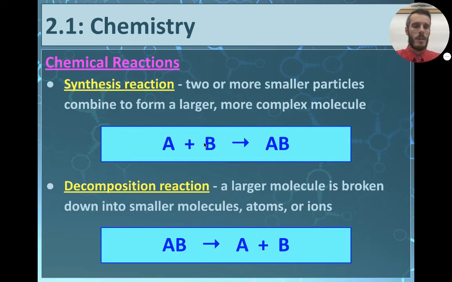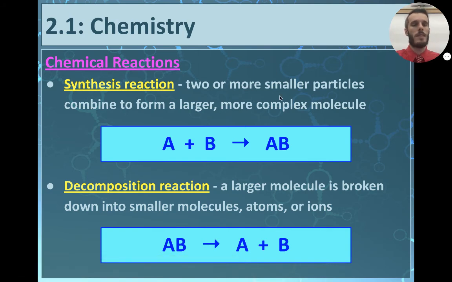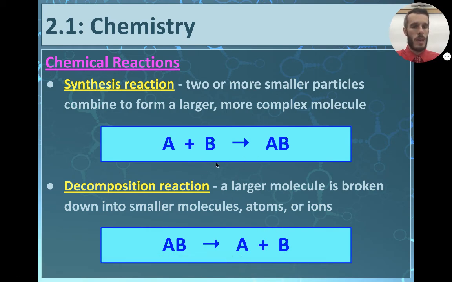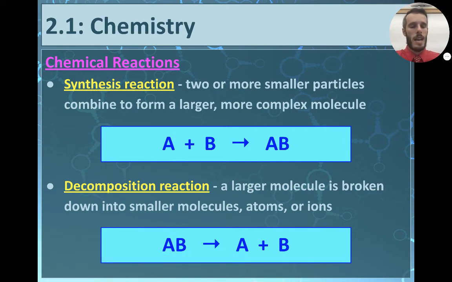Chemical reactions. So we have a few different ones. Synthesis is when we have two smaller things that bond to form something larger. We could even have two or more smaller things that form a larger molecule. So this is our example here. A plus B yields AB. So two smaller things yield a larger thing. Decomposition is the opposite, where we have a larger molecule that splits, so bonds are being broken, and now we have two smaller molecules, or atoms, or ions.